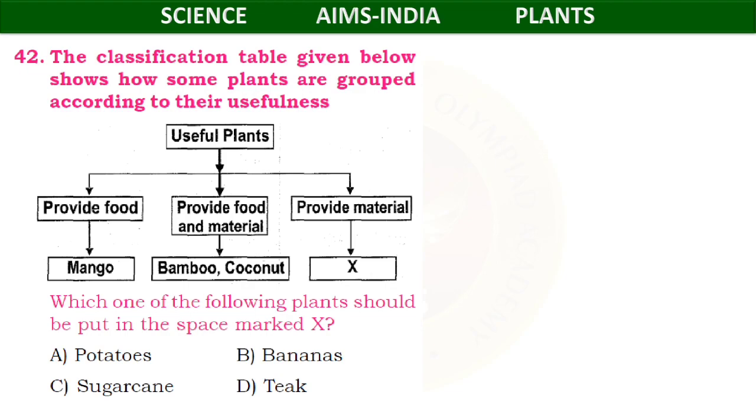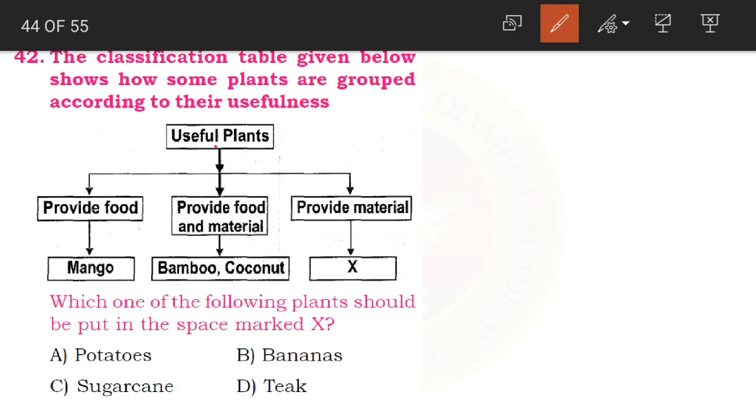The classification table given below shows how some plants are grouped according to their usefulness. See, here there is a classification, like we have divided the plants here, and now how this is grouped according to their usefulness. See here, we have some useful plants, and in that you have some plants which provide food, some plants which provide food and material, some plants which provide only material. For example, mango. This tree produces only food.